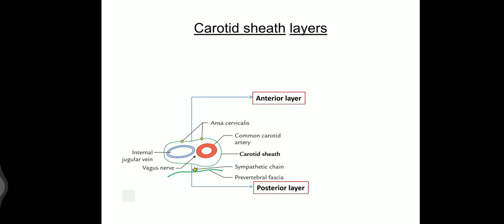This is the cross sectional view. Already we have seen this diagram. This one is the anterior, this one is the posterior. This green line is the carotid sheath, and within it we have the common carotid artery, internal jugular vein and vagus nerve.